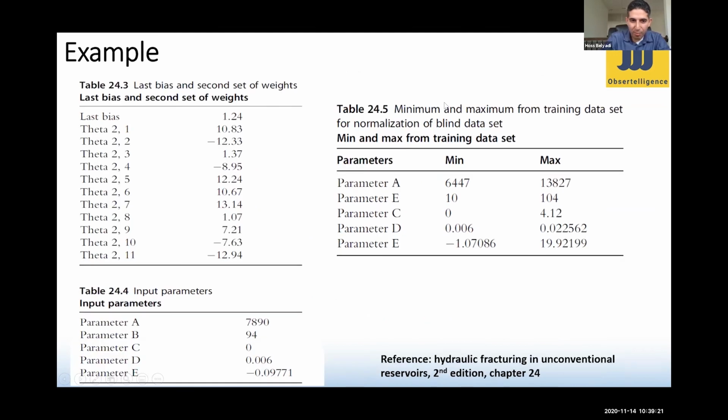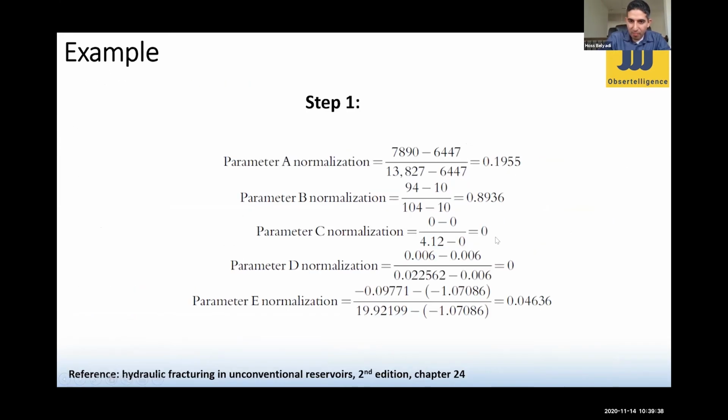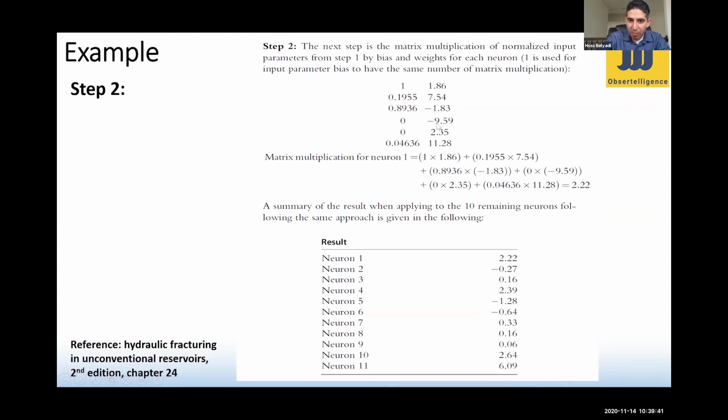Let's go back to the input problem. Here we go. 7.54, minus 1.83, minus 9.59. These are the weights of neuron 1, and so on and so forth. And this term here is basically your bias, 1.86. So if you do that matrix multiplication, it's just 1 times this plus 0.1955 times 7.54. You just do the simple math here, and then you get a value of 2.22.